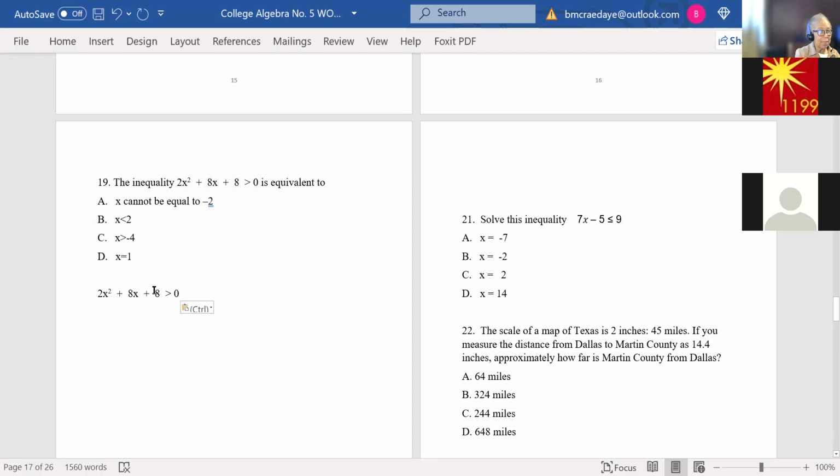And it says is equivalent to which of these? Now, if you substitute numbers in this and it comes out greater than 0, then you know that's correct. It can be equal. For if you substitute it and it cannot be greater than 0, then you know what?